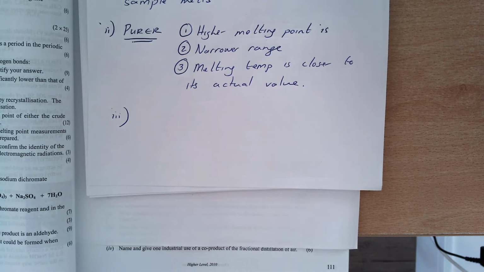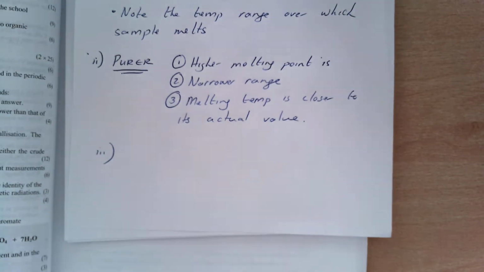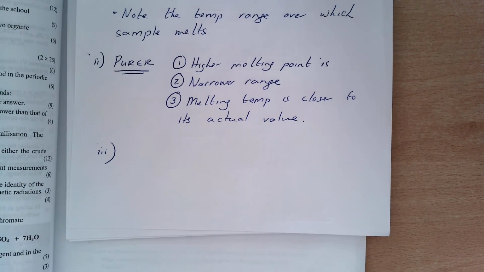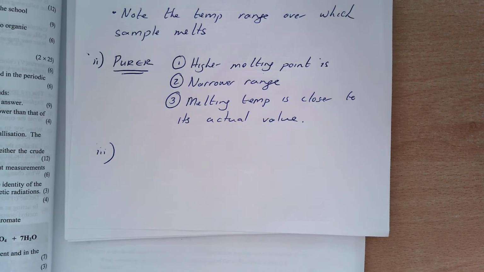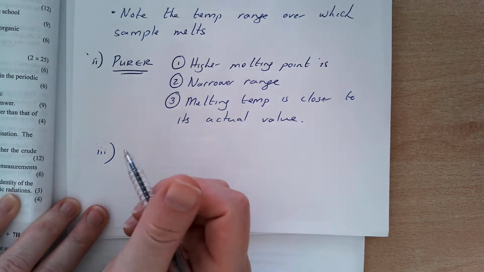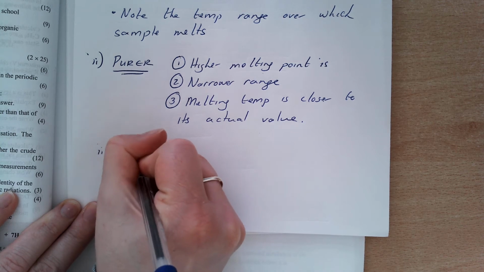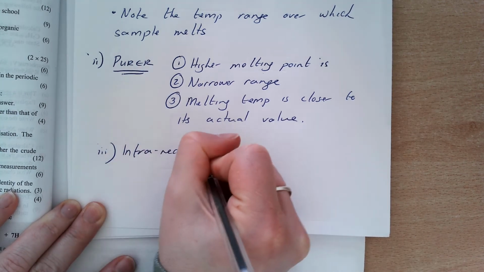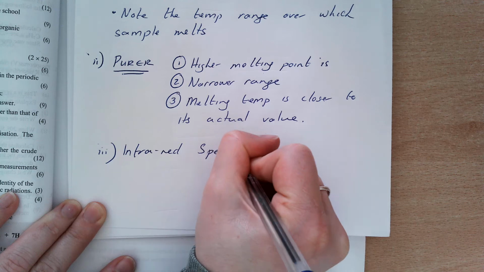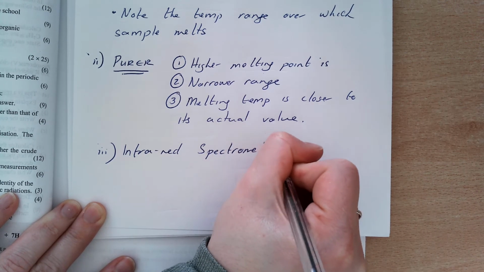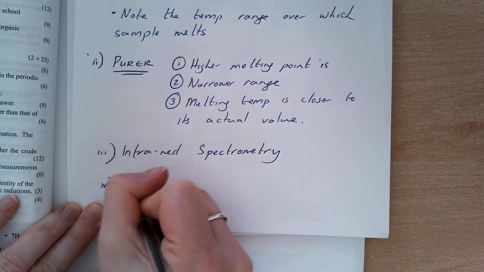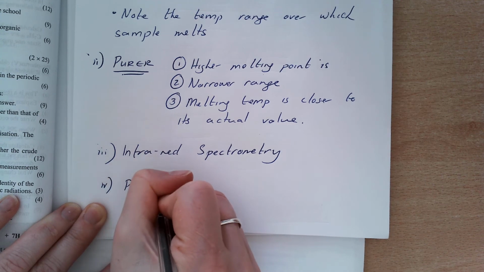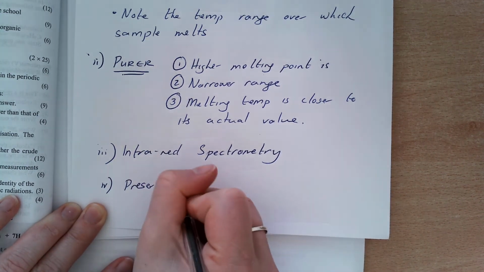Then you're asked to name the instrumental technique that could be used based on an absorption of a unique set of low energy electromagnetic radiations. Lowest energy is infrared spectrometry. And finally then you're asked one important use. It is used as a preservative, benzoic acid.